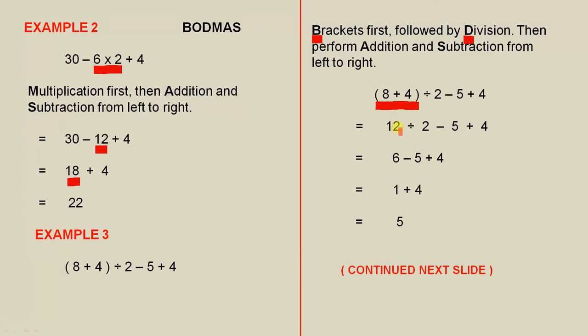So 8 plus 4 gives you your 12. Then we have 12 divided by 2. That gives us 6. Now that's what's left, so we just go from left to right. 6 take away 5 gives us 1. And 1 plus 4 gives us 5. We'll have a look at the next slide.